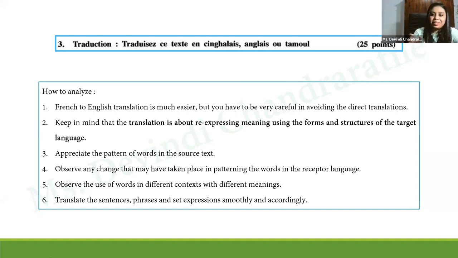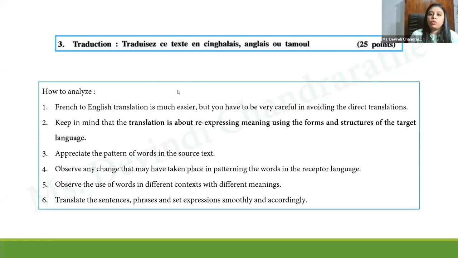This is something simple, okay? So you have to follow that order in the receptor language. It's not something that you can do with direct translations. That is what I wanted to mean here, right? Okay, then appreciate the pattern of words in the source text. Observe the use of words in different contexts with different meanings. Again, you have to observe the wording here. If there are any necessary changes, you have to change them according to the meaning. Translate the sentences, phrases, and set expressions smoothly and accordingly. So finally, you have to tackle all these things and translate the sentences very smoothly, right?